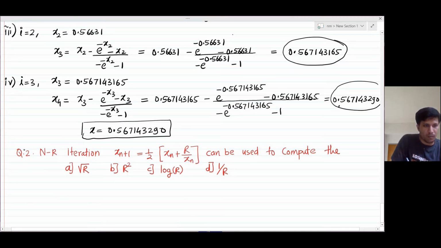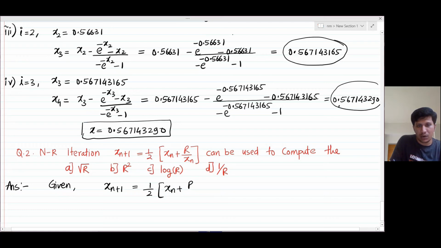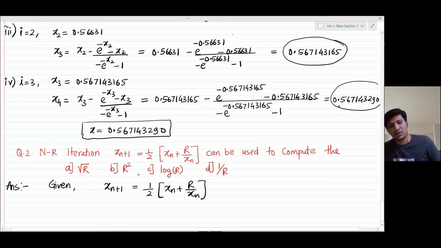Then this is another example that is mostly asked on the Newton-Raphson method in the GATE exam or other competitive exams. Here the iteration is given: xn plus 1 is equal to half of (xn plus r upon xn), and they have asked for which of these four options this iteration is used.